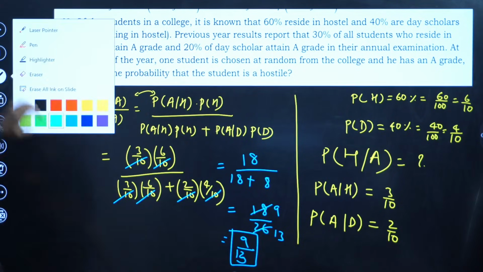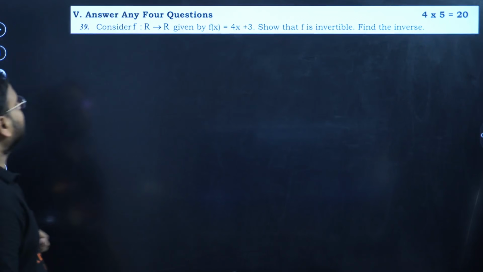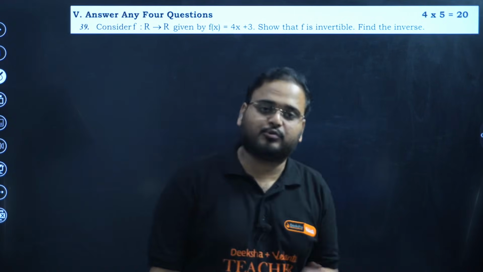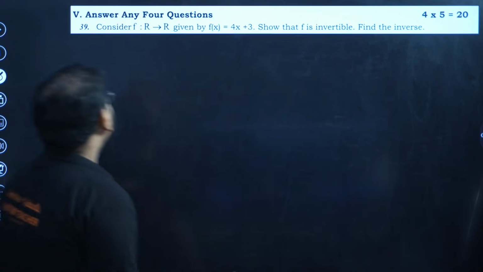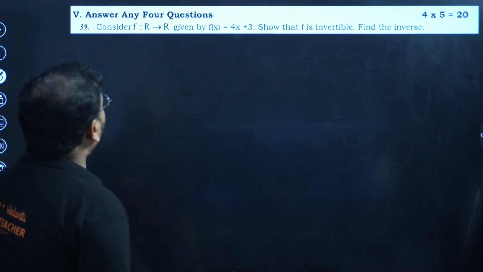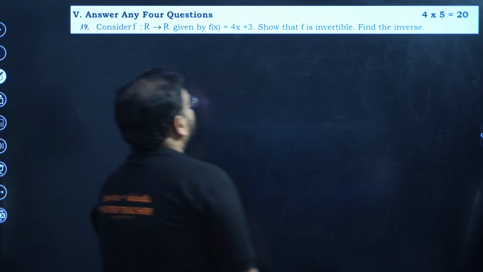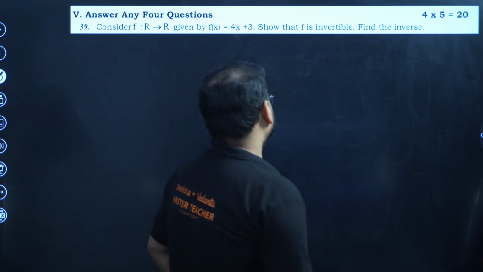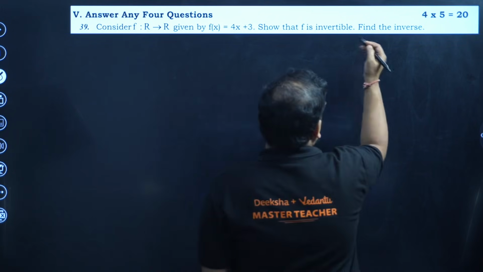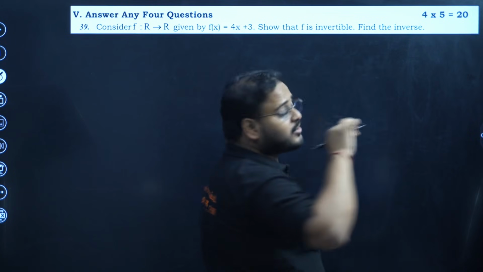Okay, sir. Question 39, which is a 5 marker. We had to choose any 4, but I'm going to solve all of these. Consider f: R to R given by f(x) equals to this condition. Show that a linear function is invertible and then find the inverse. A very simple problem. For invertible, we'll start with one-one.